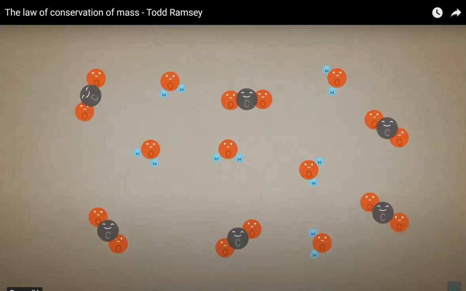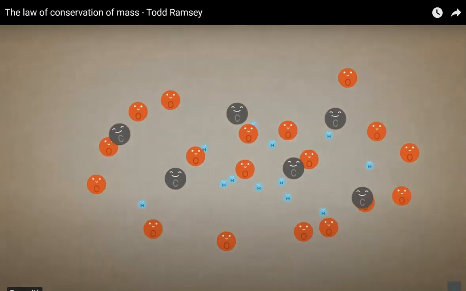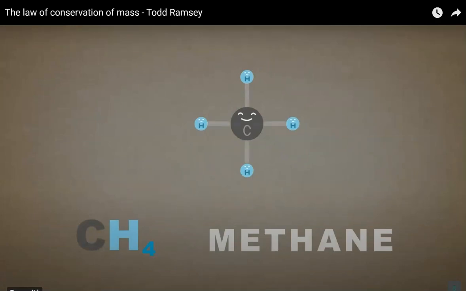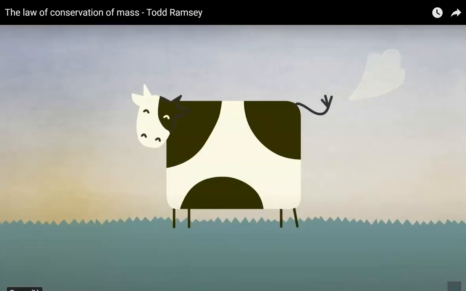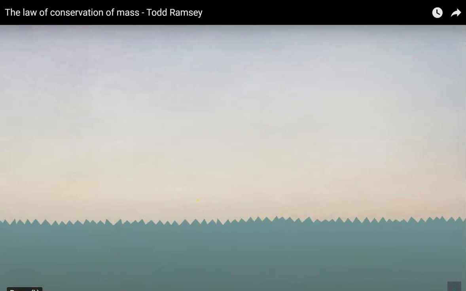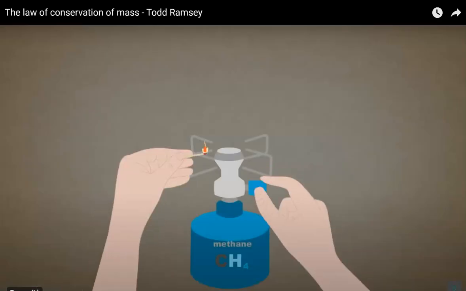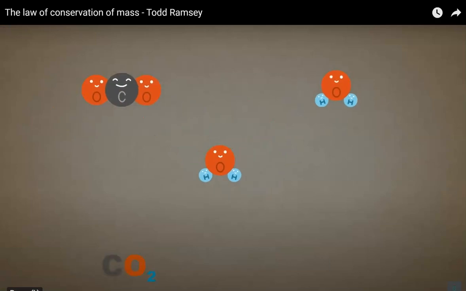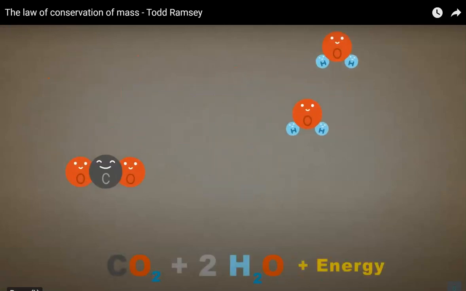Let's put a few of our atoms aside and try something a little more explosive. This here is methane, most commonly associated with cow flatulence, but also used for rocket fuel. If we add some oxygen and a little bit of energy, so that energy is coming from the match, like you might get from a lit match, it combusts into carbon dioxide, water, and even more energy.